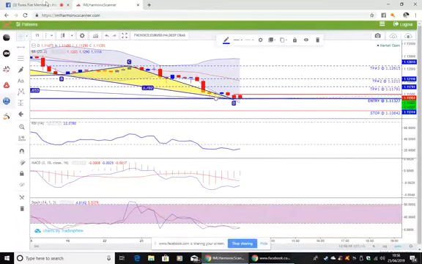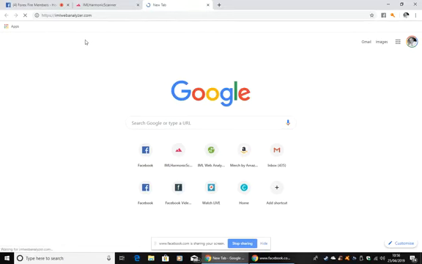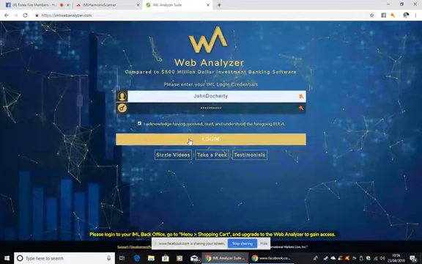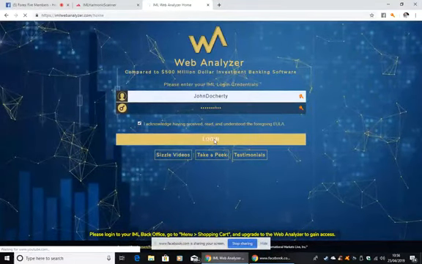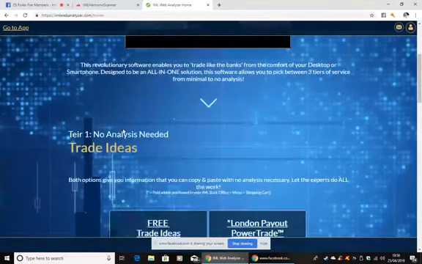Right. So what are the other tools that I use? I use one called the web analyzer. So that's basically the harmonic scanner. Let's have a look at the web analyzer. So this will just open up the web analyzer again. This one's an application.